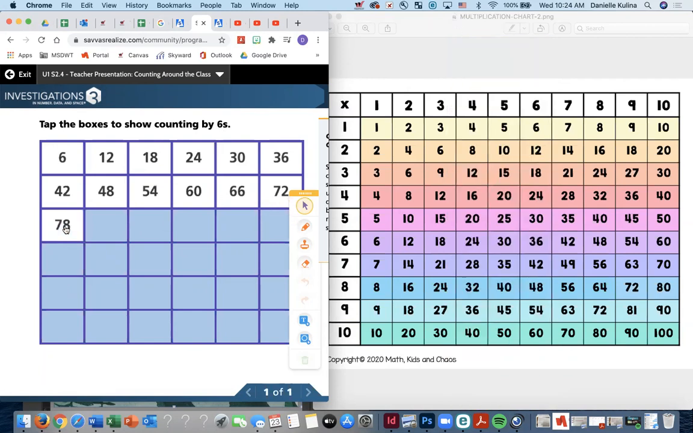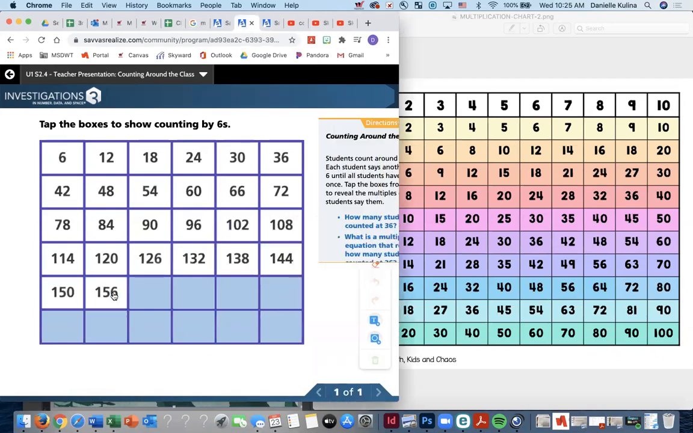All right, so 72, 78, 84, 90. Oh, so we know this next one's going to be 96, 102, 108, 114, 120, 126, 132, 138, 144, 150, 156, 162, 168, 174, 180, 186, 192, 198, 204, 210, 216. All right.